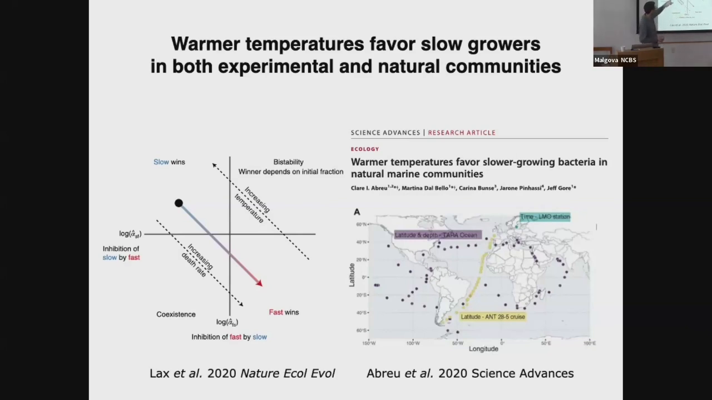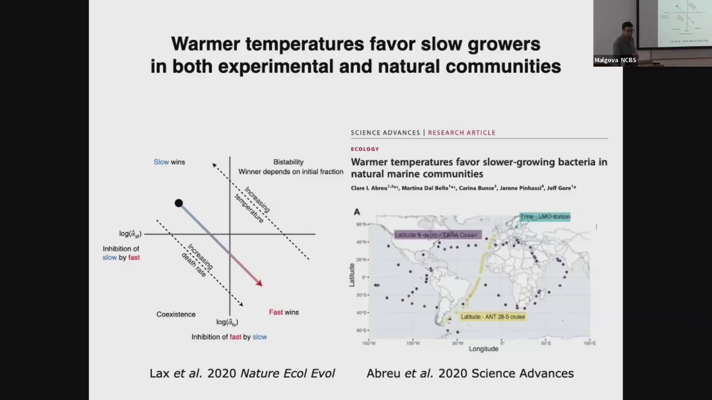So what the authors found is that while increasing a death rate will push the competition in this direction, increasing the temperature will go the other way around. So this was favoring the species that grows faster, but increasing the temperature will be favoring the species that grows slower. And this is because of how the relative changes in the growth rate happen as you increase the temperature.